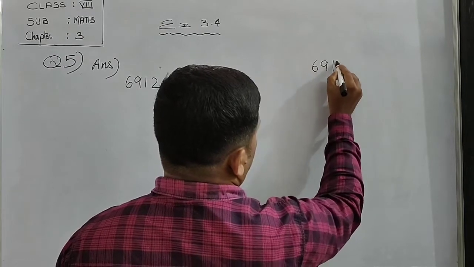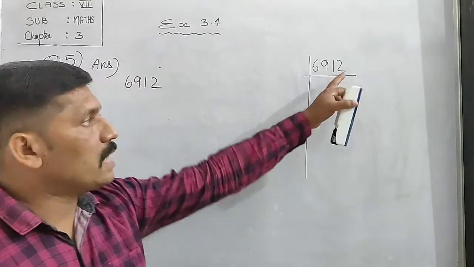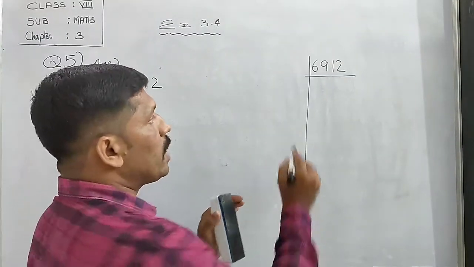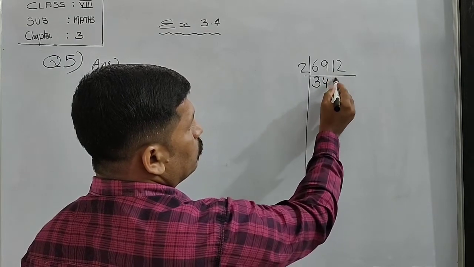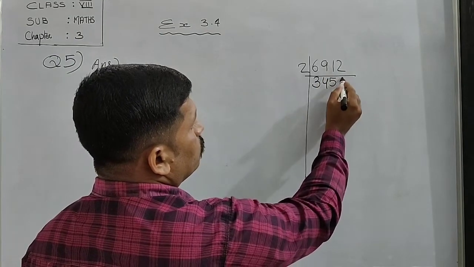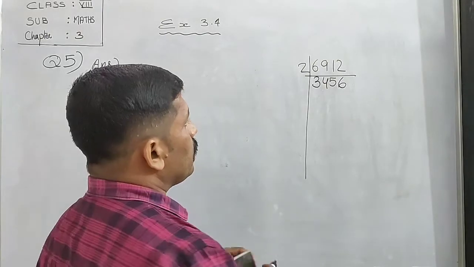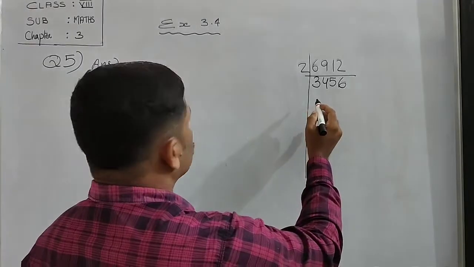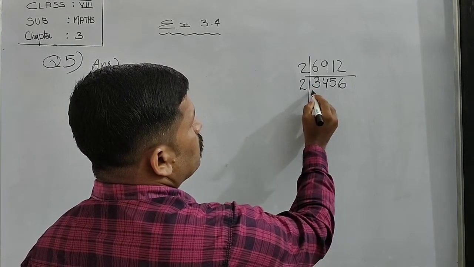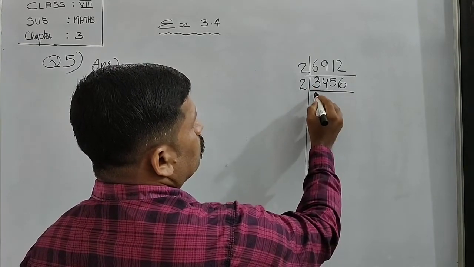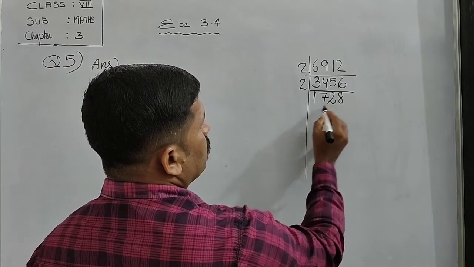6912, dear students. By which number can we factorize this? As the last digit is 2, we can factorize it by 2. 2 threes are 6, 2 fours are 8, 2 fives are 10, and 2 sixes are 12. Now we can again factorize this number by 2. 2 ones are 2, 2 sevens are 14, 2 twos are 4, and 2 eights are 16.